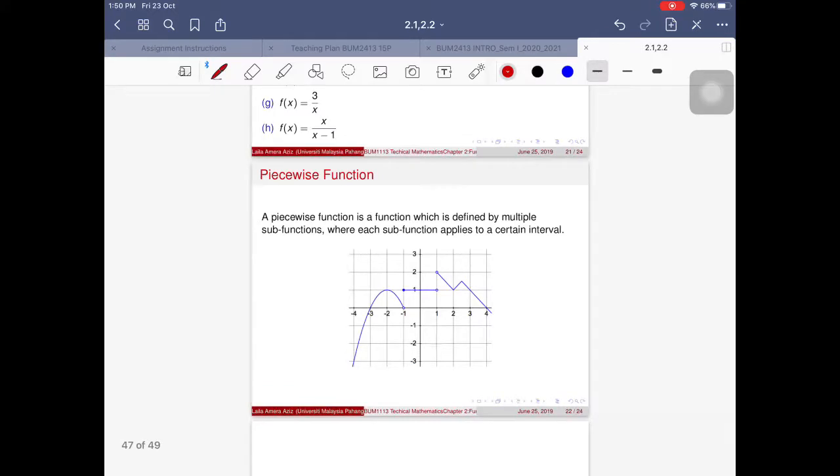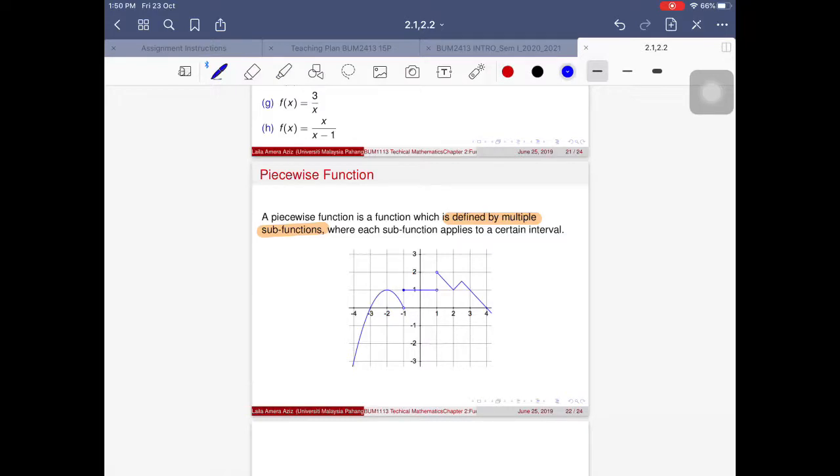Alright, so lastly, let's talk about piecewise functions. So what is a piecewise function? A piecewise function is basically a function which is defined by multiple subfunctions, meaning that at different values of x, you would have a different function for each of the cases.